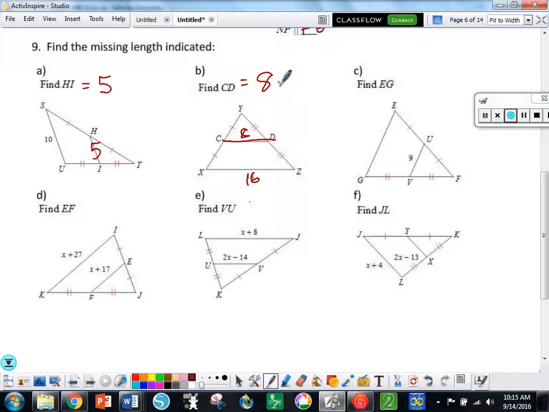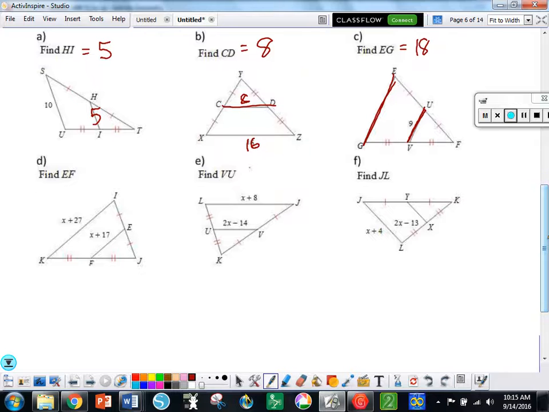If UV is 9, find EG. Why? Because we double it. Why? Because we half it. Half, we double. Let's do the same thing this time, but with variables.